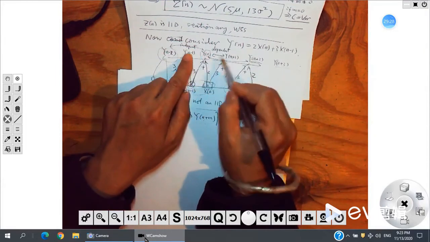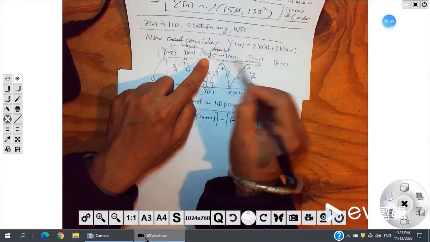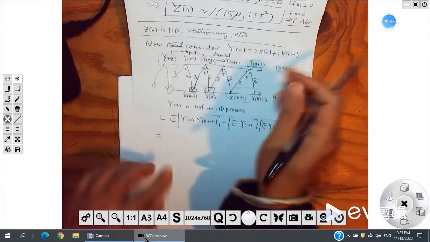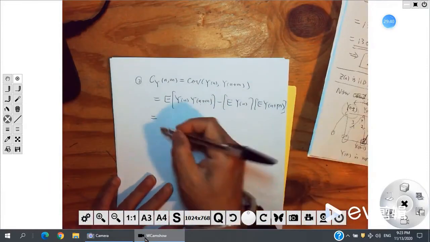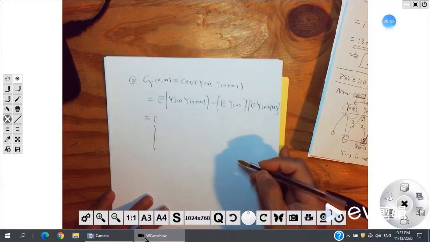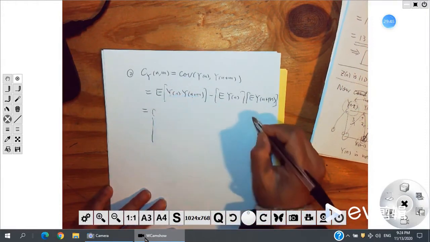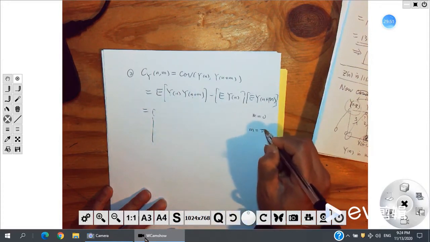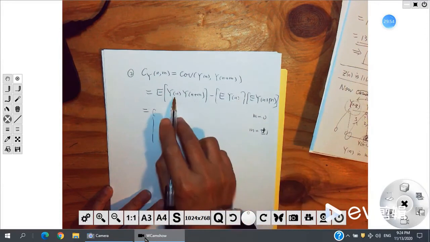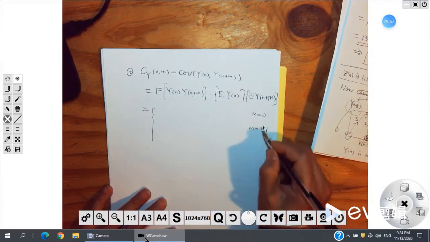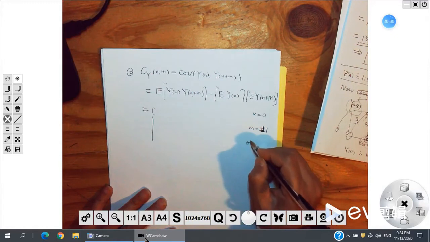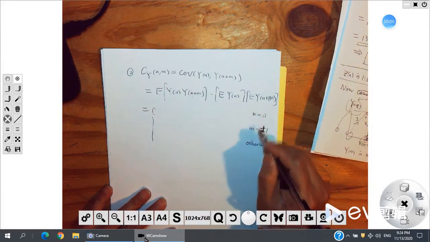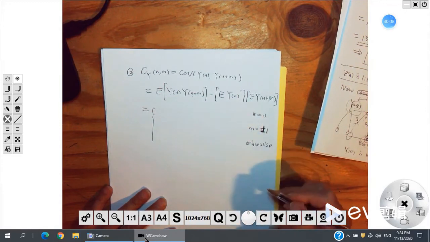If the difference between the indices is 2, n and n plus 2, or n and n minus 2, or even more, then they are independent. So here we have 3 cases. The first case, m is 0, then these two are the same. When m is positive or negative 1, they have 1 difference, right? Otherwise, that means m is not 0, not 1, not negative 1.